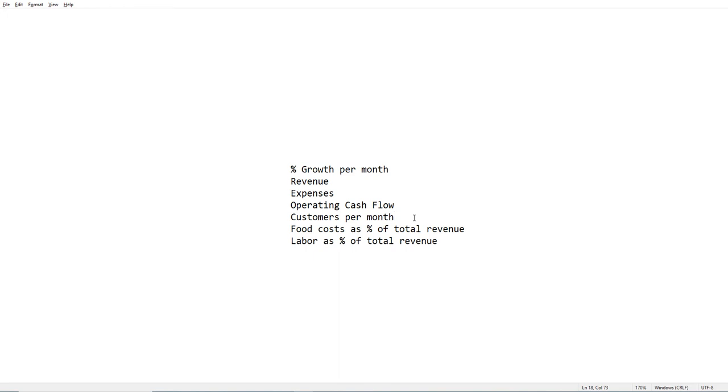Customers per month is the number of people visiting the restaurant each month, approximately. Then food percentage of total revenue. When we compare our exclusively food costs with the total revenue generated by the organization, what amount of food cost was incurred to generate that particular revenue, we call it the food cost to total revenue ratio. Then labor cost to total revenue. Similarly, to generate that revenue, what is the labor involved in the work? We call it labor as a percentage of total revenue.